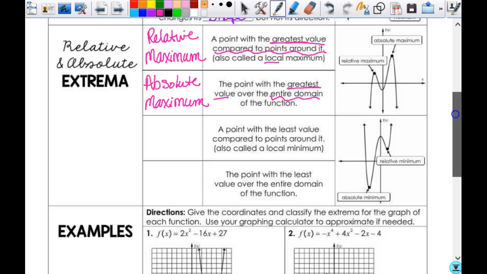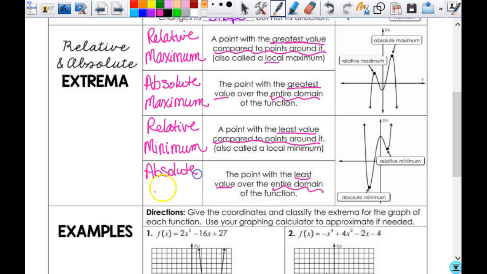Okay. Good. All right. So then a point with the least value compared to the points around it would be your relative what? Minimum. And then the point with the least value over the entire domain would be your absolute. Okay. So your examples, and then again, if you feel like the absolute minimum is infinity, the answer is actually none. Okay, then there isn't one because that doesn't make sense.